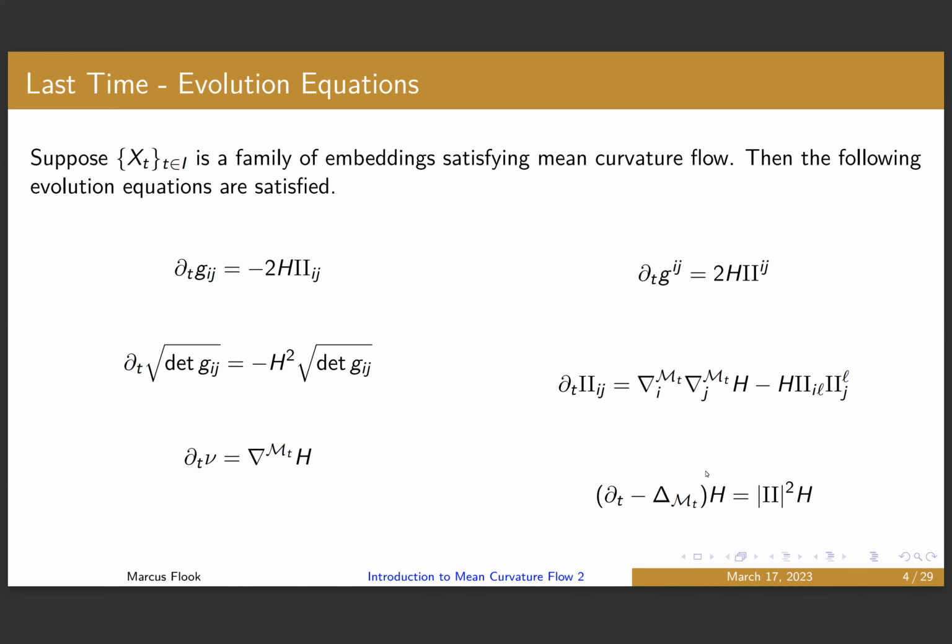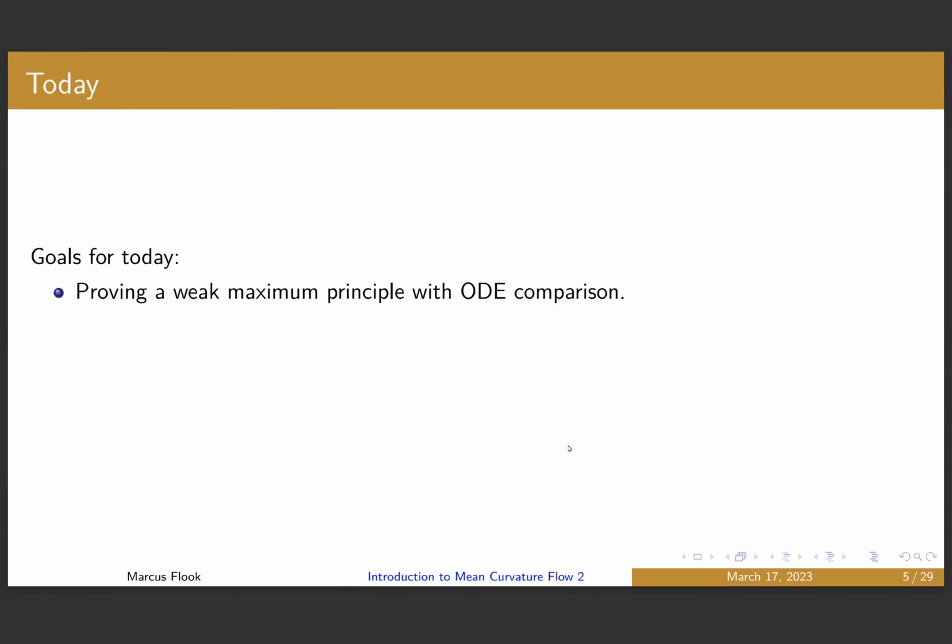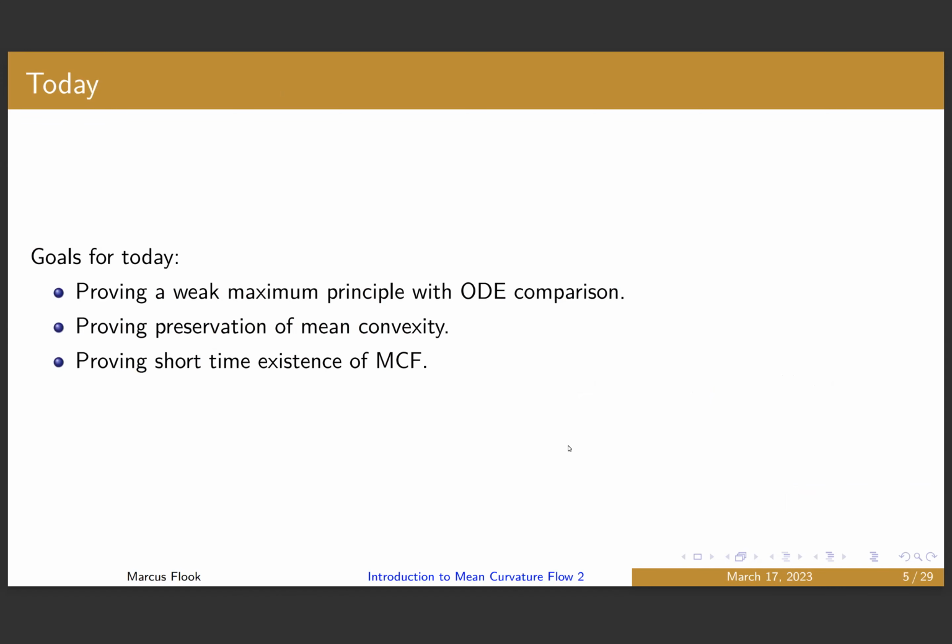Now, I've got three main goals for today. The first of which is to prove a weak maximum principle with ODE comparison. I then want to use this to prove the preservation of strict mean convexity. By strict mean convexity, I mean that our embedding has strictly positive mean curvature. And then finally, I want to prove the short time existence of mean curvature flow under a certain amount of conditions.